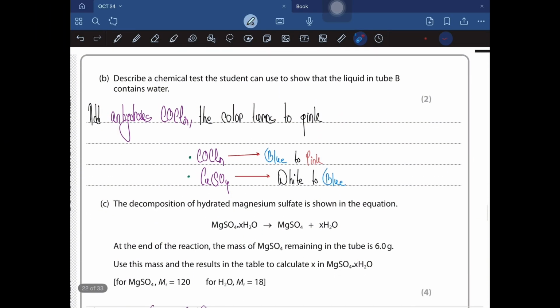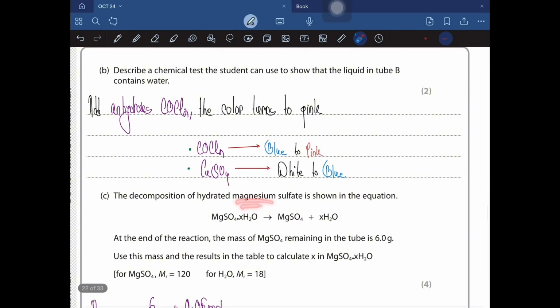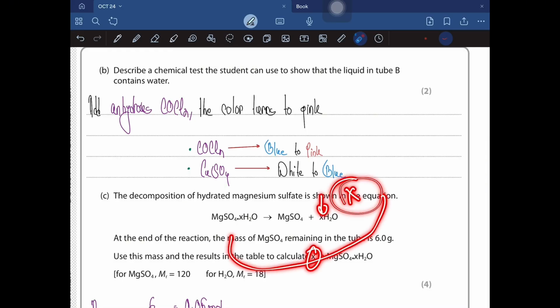The decomposition of hydrated magnesium sulfate is shown in the equation. This is the decomposition reaction. At the end of the reaction, the mass of MgSO4 remaining in the tube is 6 grams. So you have the mass of this. Using this mass and the result, calculate the value of X. So basically you have to find the value of this, and once you have it, then you know the value of X in this compound. So how are you going to do this?